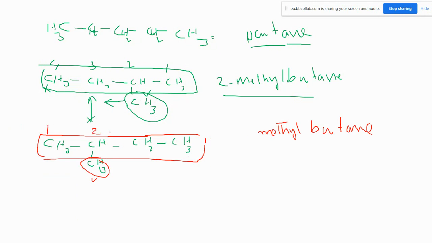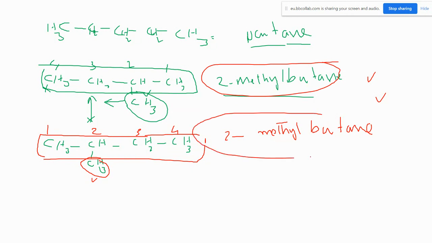We start counting from this side. 1, 2, 3, 4. Is this the same or different? 2-methylbutane, 2-methylbutane. Same. It means this is not an isomer. If your name becomes the same, it means this is not an isomer. This one and this one, they are the same. So why should we write it 2 times? Only write it 1 time. This is the same isomer. This is not a different isomer. Different isomers should have different names. If they have the same name, it means they are not different isomers.